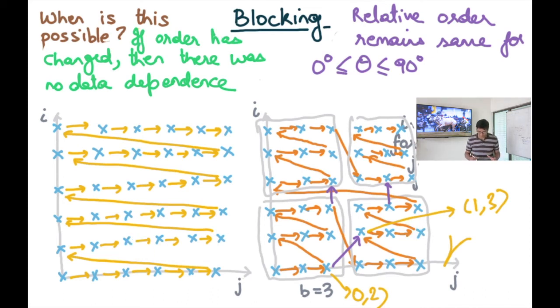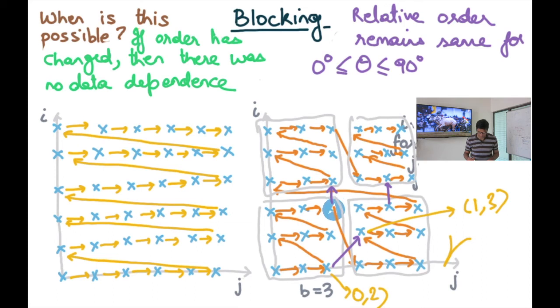And actually you can take any two points such that the line between them is such that the second point is executing after the first point, and the line between them is an acute angle, which is between 0 and 90. You would find that their relative order between the old order and the new order remains the same. Let's take a couple more examples.